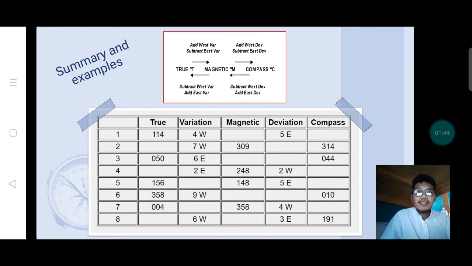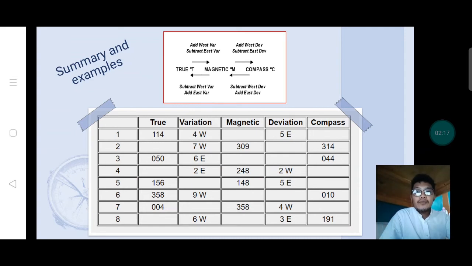118 minus 5 is 113. So for number 2, we will work from left to right. First, we can see that the variation is 7 degrees west and the magnetic is 309. We all know that the direction is west, so we will add. So 7 plus 302 is 309. So the true bearing here will be 302.